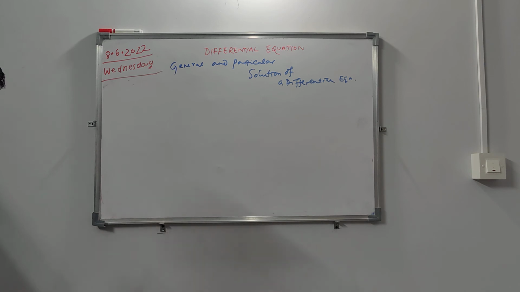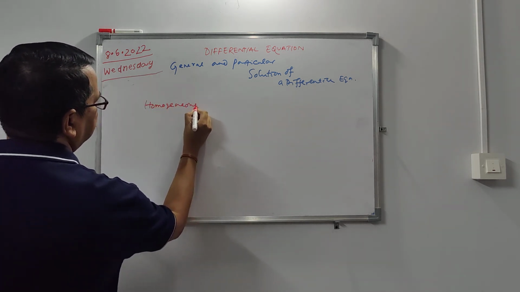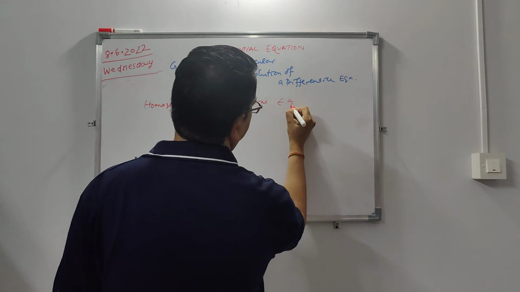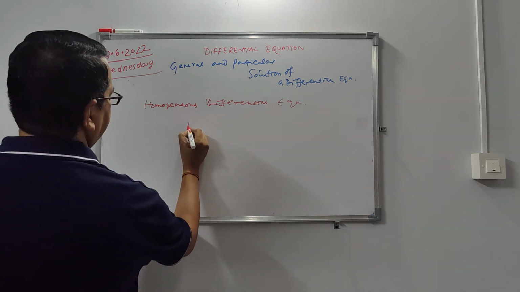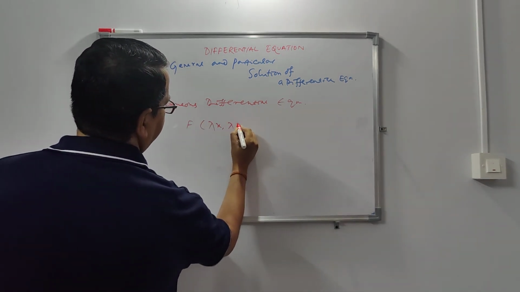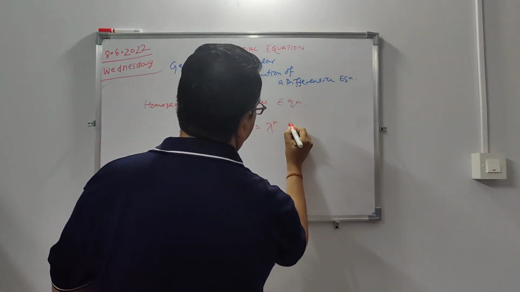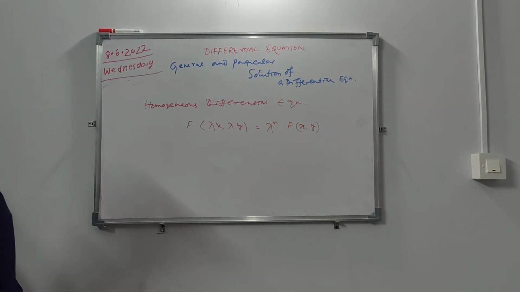Then there is something they are talking about: homogeneous differential equation. If an equation is of the form f of lambda x, lambda y is equal to lambda to the power n times f of x y, then that equation is called a homogeneous equation. Lambda is non-zero. So that's the definition of a homogeneous equation.